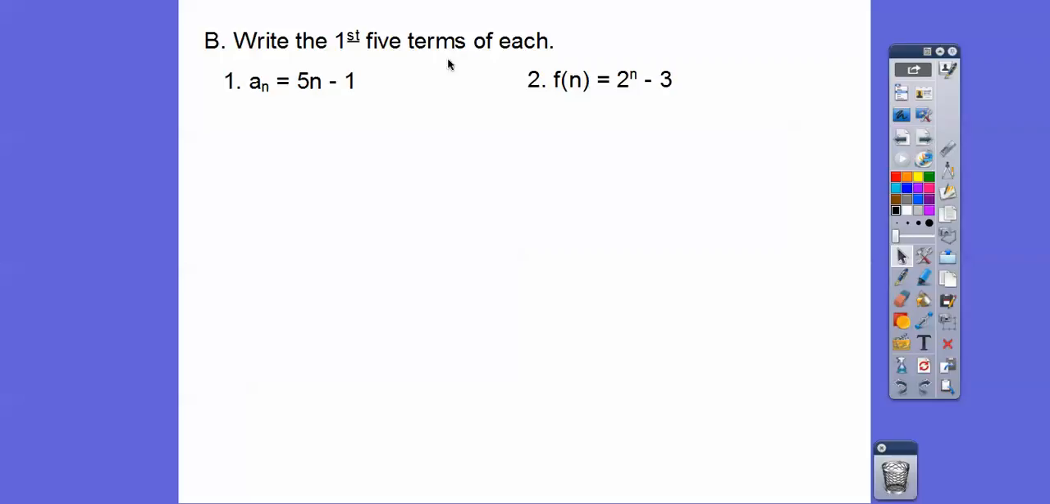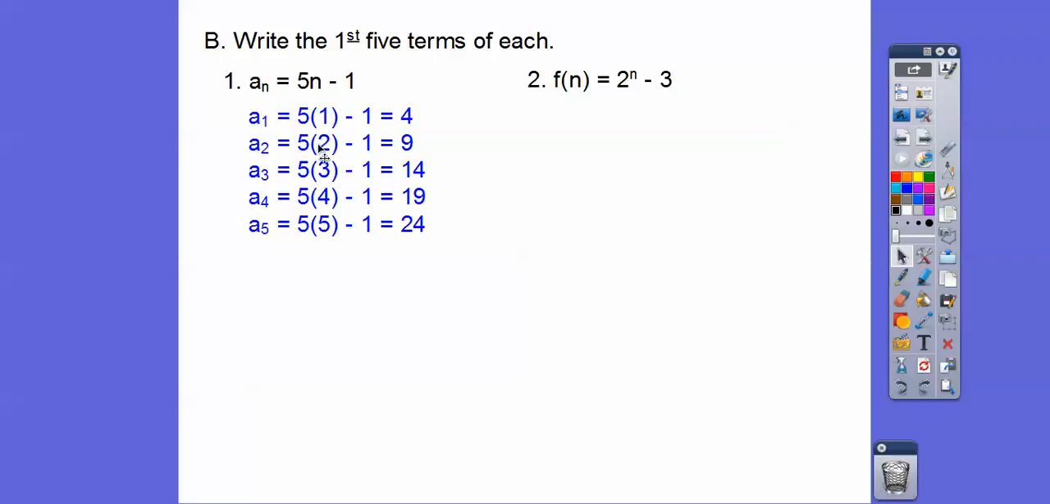Write the first 5 terms. So remember, our input is n equals 1, n equals 2, n equals 3, 4, up to this number, 5. So when we plug in n equal 1, 2, 3, 4, and 5, we just multiply 5 times the n's and then subtract 1. And so here's our first 5 terms, 4, 9, 14, 19, and 24.